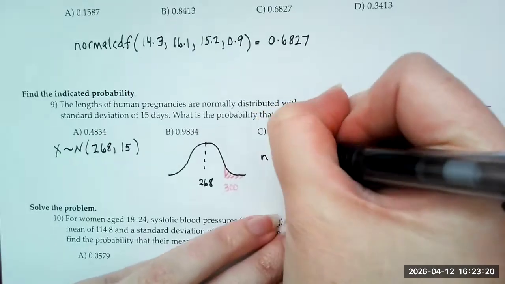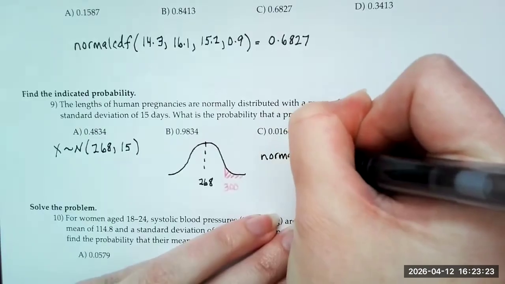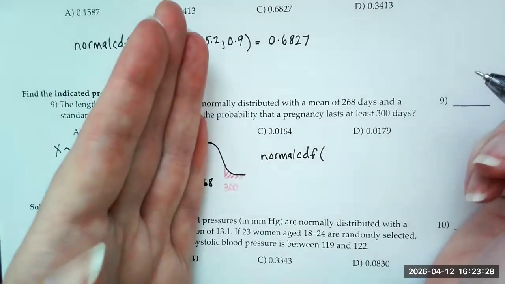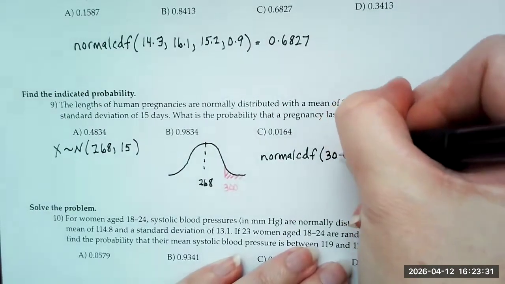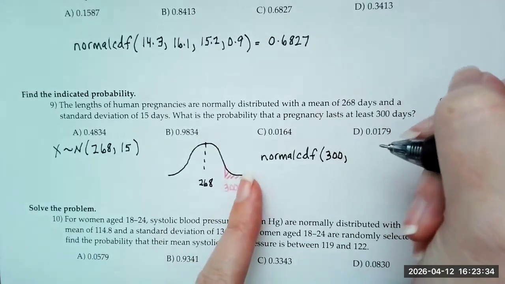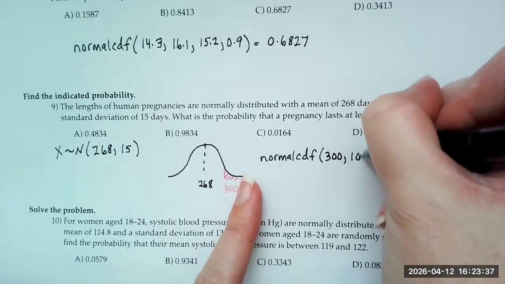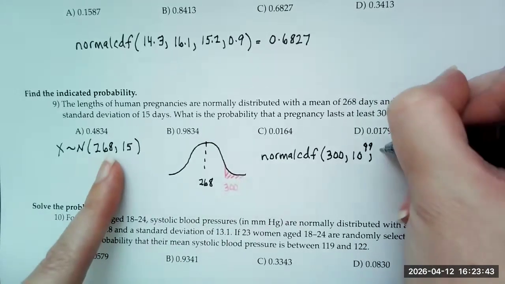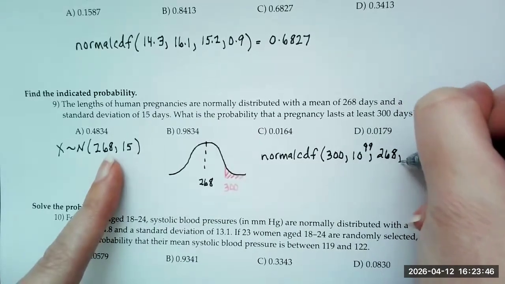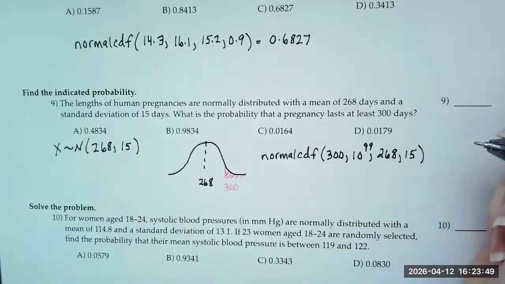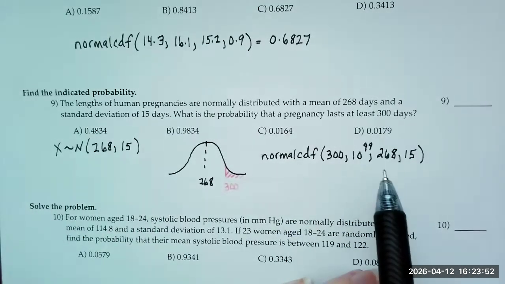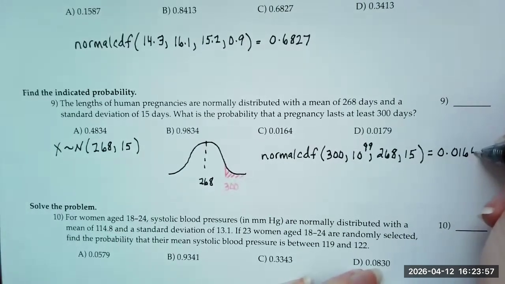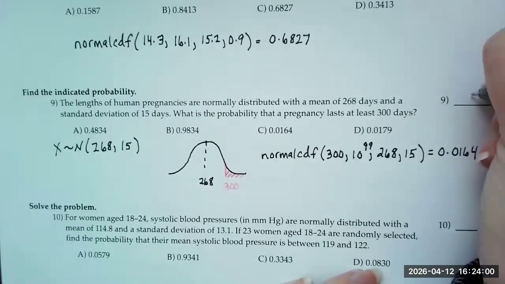So normal CDF. And we always come from the left-hand side. The first number that I hit is the 300 in that shaded region. And then we go all the way to the end of the shaded region. That's going to be infinity, so we use 10 to the positive 99th power for that one. And then the two numbers from our distribution: 268 goes in for the mean and 15 goes in for the standard deviation. And so if we enter that into normal CDF on our calculator, we get 0.0164 approximately, which is going to be answer choice C.